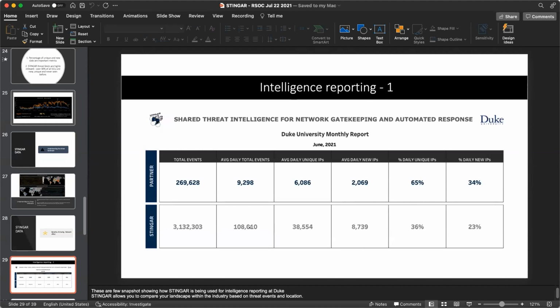So the first is total events in the month. Second is average daily total events. Third is average daily unique IP addresses. Fourth is average daily new, and then there's a percentage.